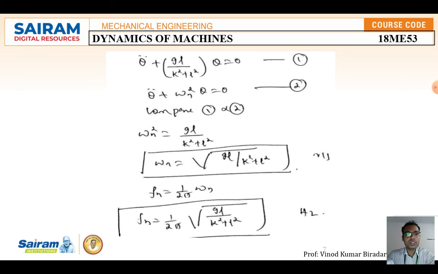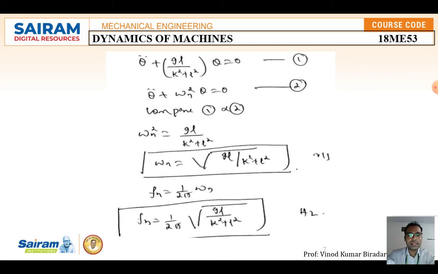But they are asking to determine the natural frequency. We have the natural frequency formula: fn is equal to 1 by 2π times ωn. We already calculated ωn is equal to the square root of g l by (k² + l²). Substituting that, fn is equal to 1 by 2π times the square root of g l by (k² + l²), in hertz. So this is the natural frequency of the compound pendulum.